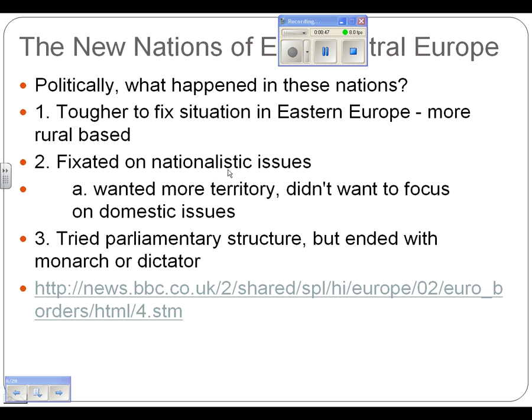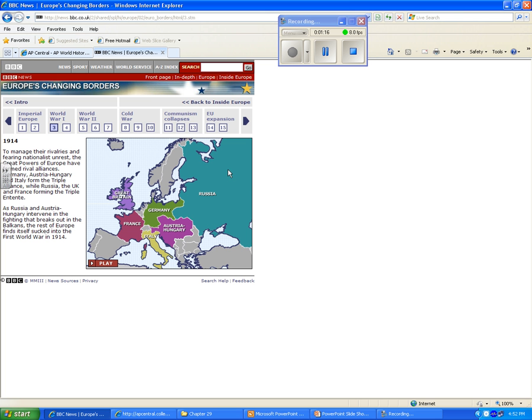And that's why you get something that we get in number 3. They tried parliamentary structure, but they almost always end up with monarchs or dictators. But just to rehash it, Eastern Europe, post-World War I, agricultural, very concerned about nationalistic issues, and they tried a parliamentary structure.